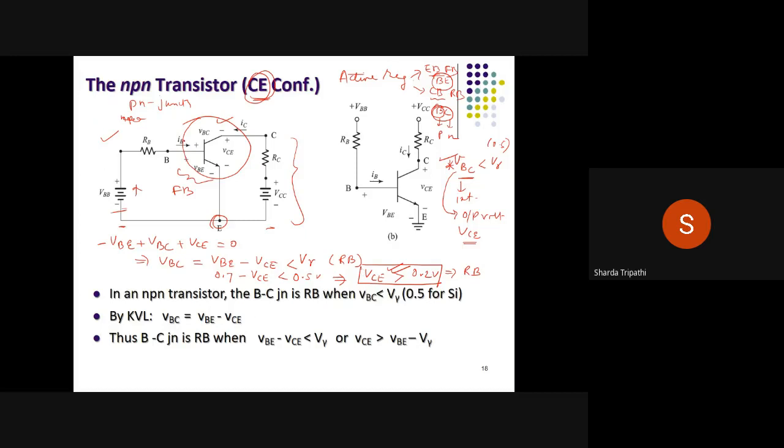So the conditions over here are, first of all, the input current has to be greater than 0. So IB has to be greater than 0. This means that we have forward biased the base emitter junction. And the second condition is VCE should be greater than 0.2 volts. That means here we have reverse biased the base collector junction. So these conditions you need to remember, and they will hold true if the transistor is in the active mode in a common emitter configuration. Okay?